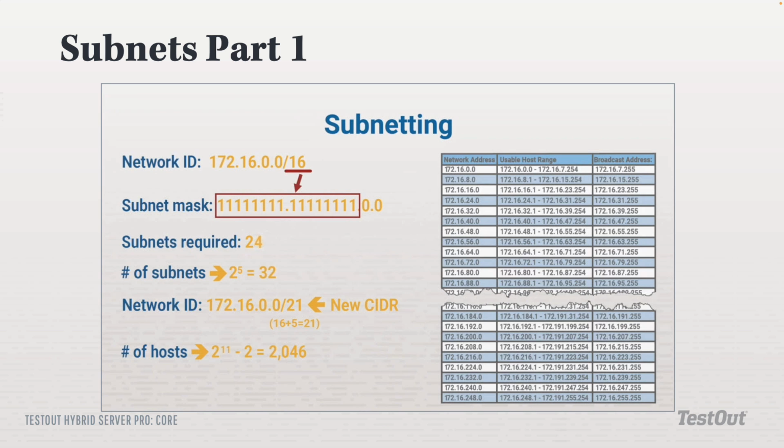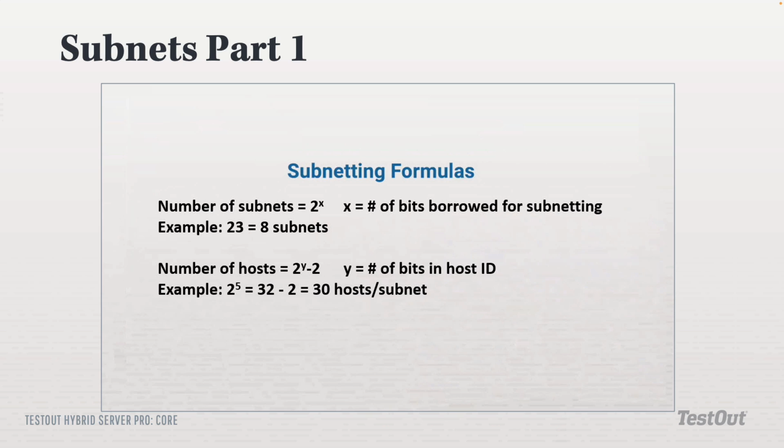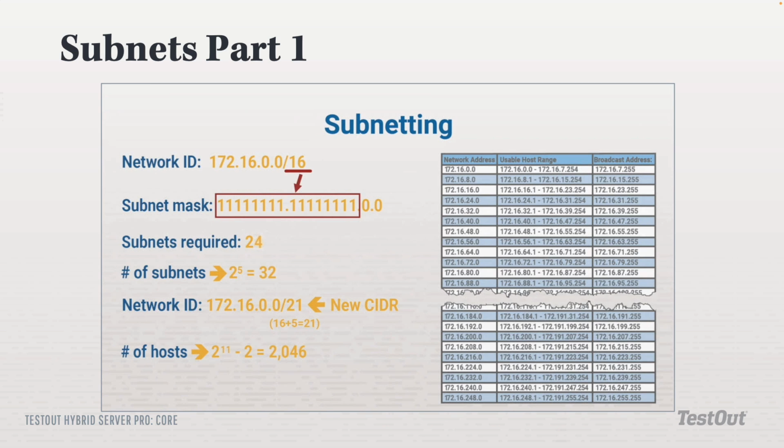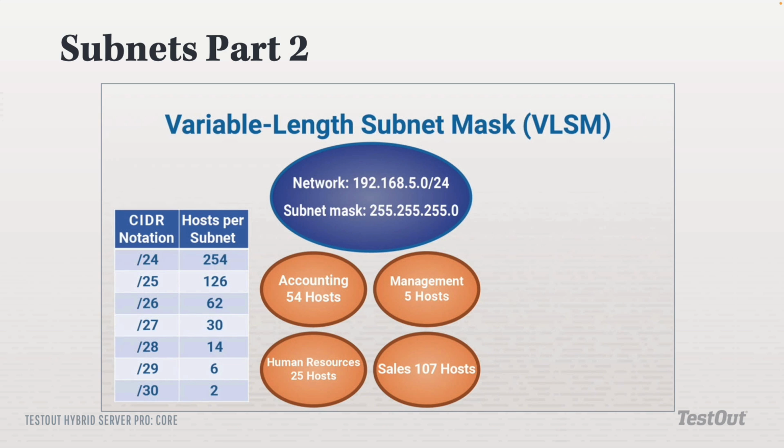So with our CIDR, or our full length, everything is equal, right? So in this case, we have, number of hosts, we have 2,046. Everybody has 2,000 IP addresses, okay? Whether you need it or not, you get 2,000 IP addresses. So again, that's not the best use of that address space. So that's where VLSM comes in, or variable length subnet masks.